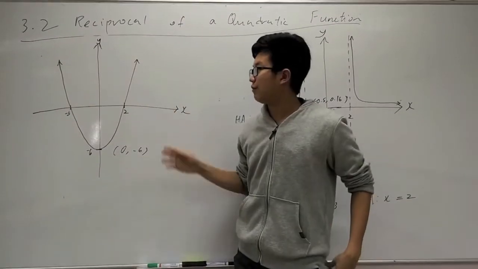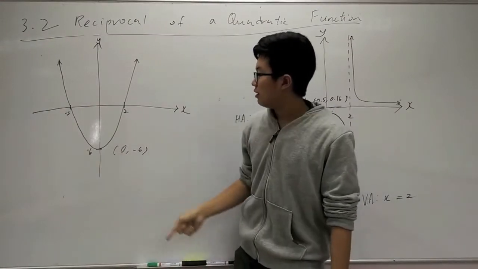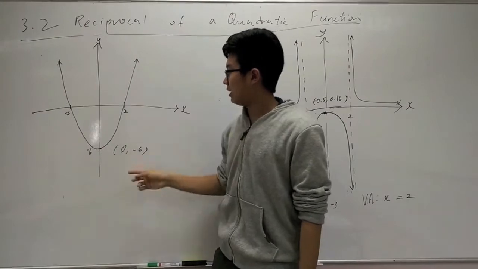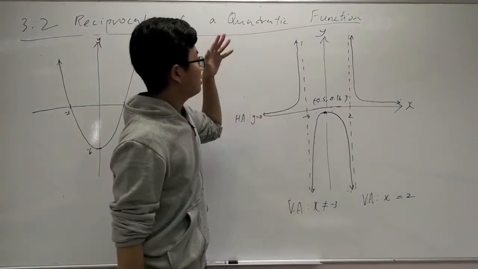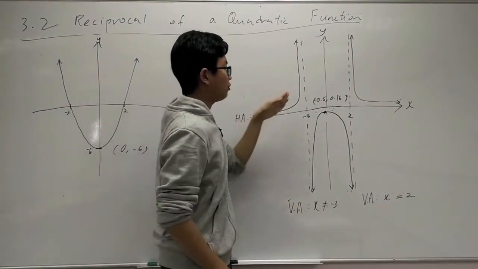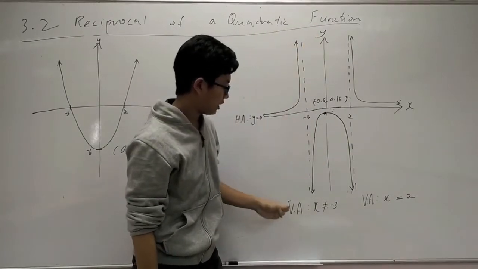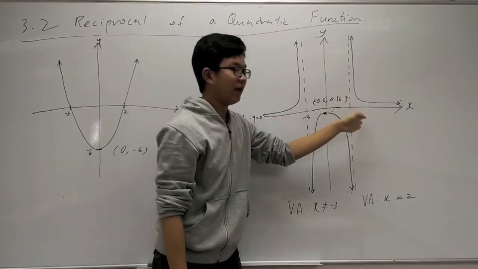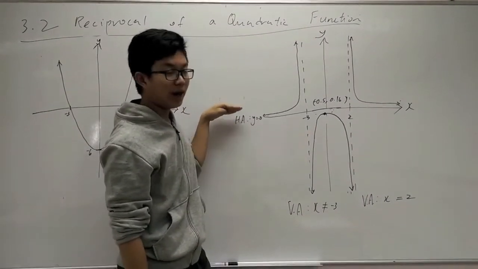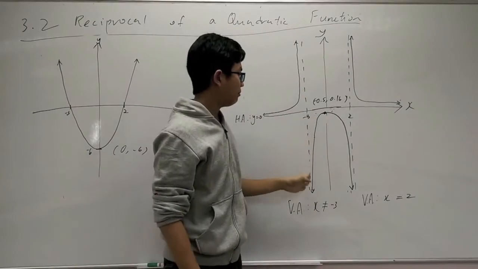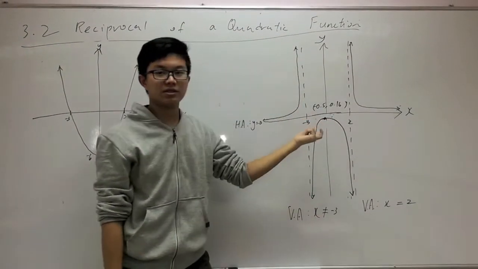This is the graph of the original function, f(x) = (x + 3)(x - 2). As you can see, this is how the graph looks, and the minimum point is (0, -6). For the reciprocal graph, this is how it looks, and because there are two zeros, there are two vertical asymptotes, which are x = -3 and x = 2, and the horizontal asymptote will be y = 0. And the local maximum point of this graph would be (-0.5, 0.16).